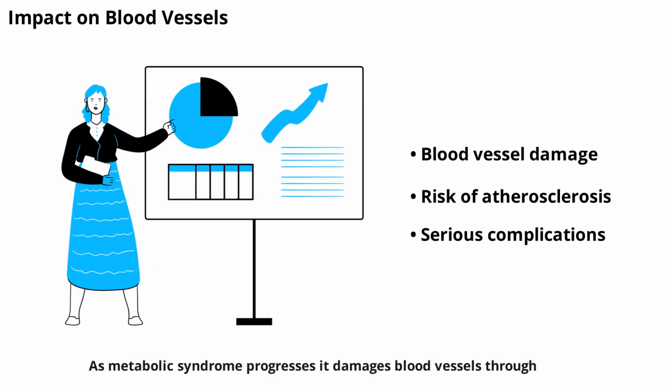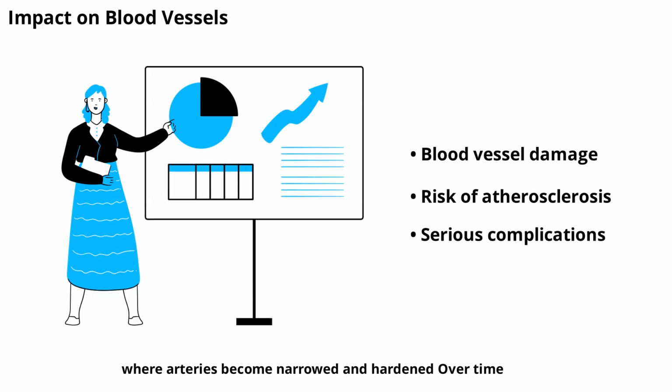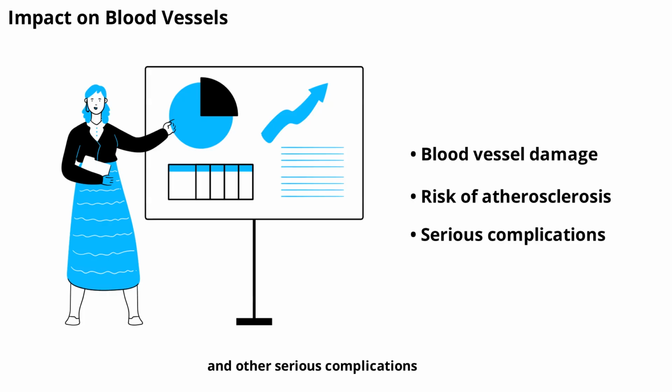As metabolic syndrome progresses, it damages blood vessels through chronic inflammation and high blood pressure. This damage increases the risk of atherosclerosis, where arteries become narrowed and hardened. Over time, this can lead to heart attacks, strokes, and other serious complications.